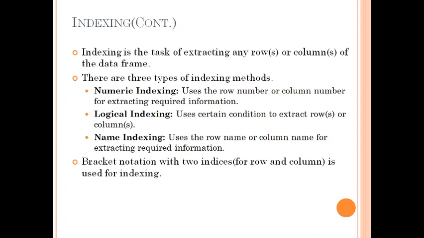Now what is indexing? Indexing is the task of extracting any row or column of a data frame. There are 3 types of indexing available. Numerical indexing, which uses row number and column number to extract data. Logical indexing, which uses a particular condition based on which the data will be extracted, and name indexing, which uses a row label or the name of the column to extract particular information. As with arrays in C and C++, in R also indexing is provided using square brackets. So let us begin with numerical indexing.